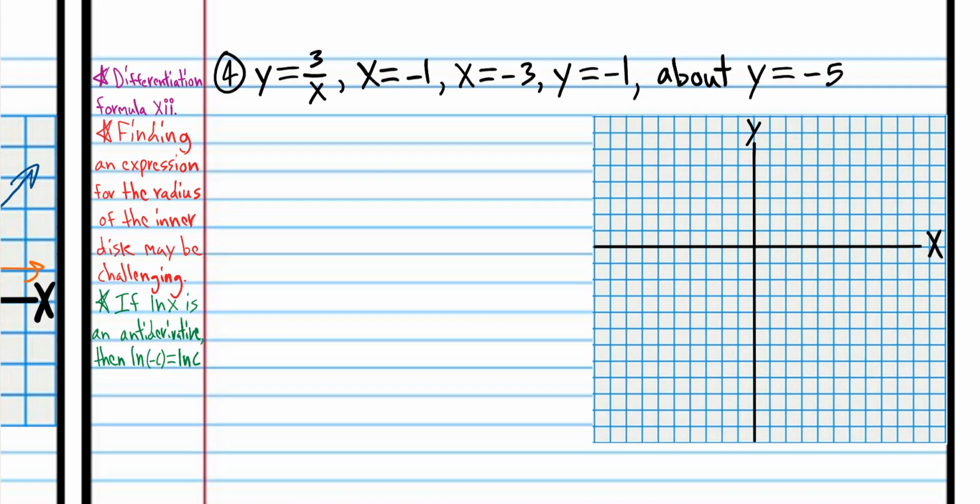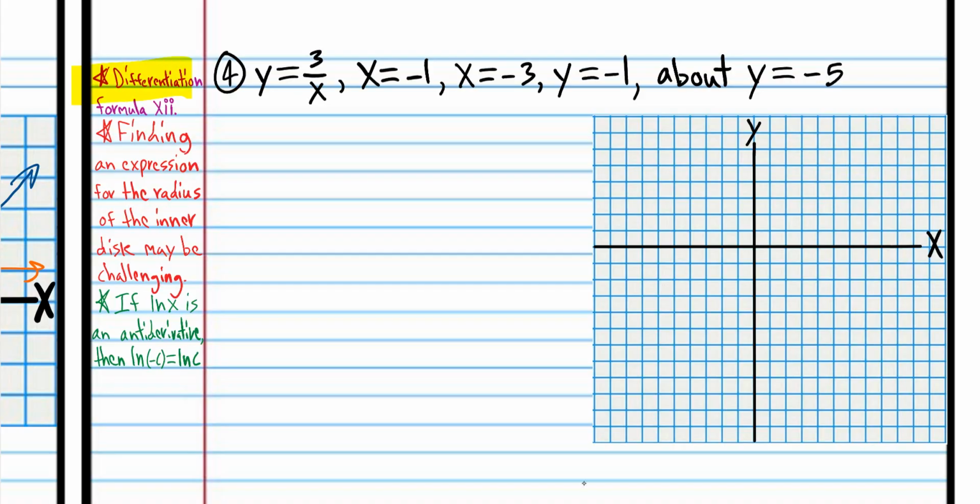Now, what makes this problem even more difficult is the axis of rotation is going to be below the x-axis. And our y values are also going to be below the x-axis. So you need to be careful when you are calculating the radius of the circles. So just be aware that it's going to be a challenge.